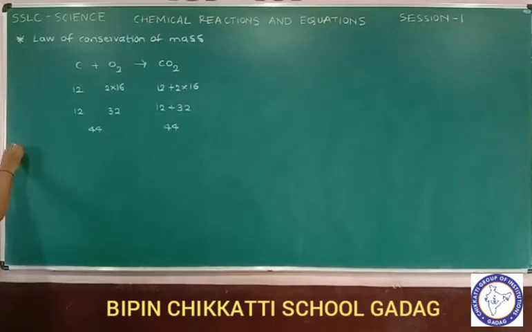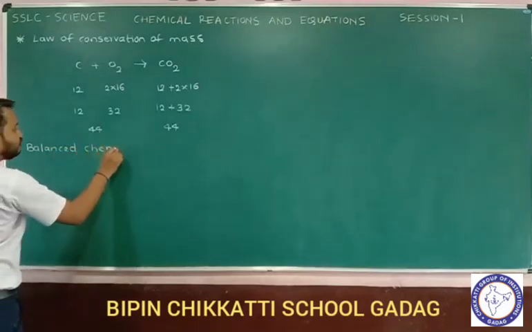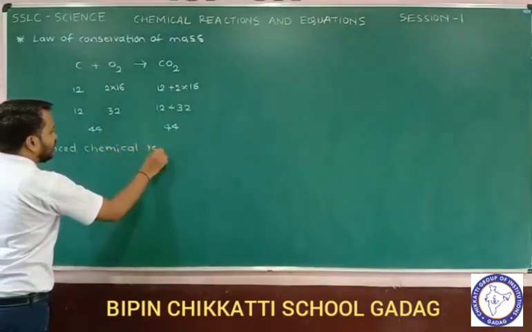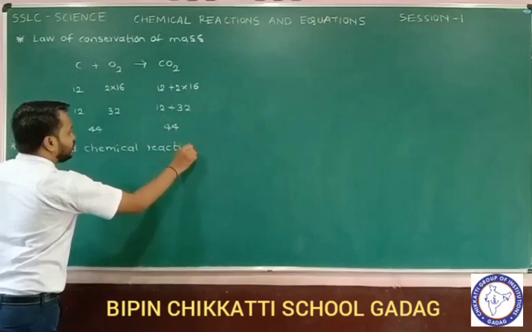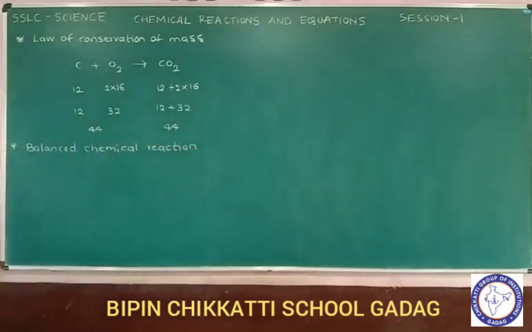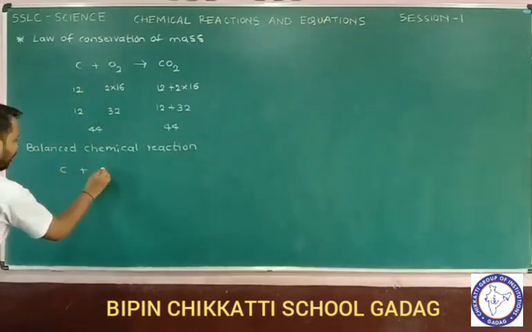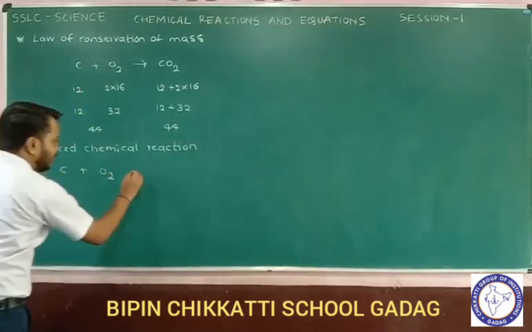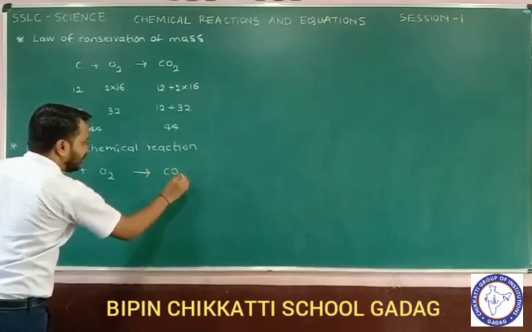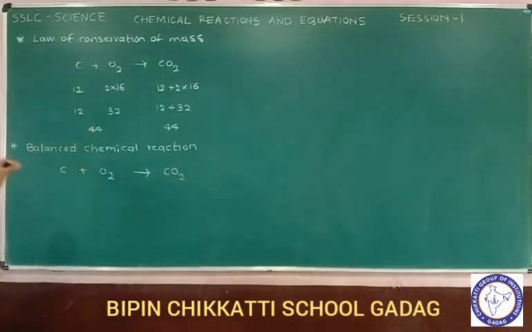So now I am going to consider what is the meaning of a balanced chemical reaction. We'll consider one very simple example, the same example as before: C plus O2 gives CO2. That is the chemical change.